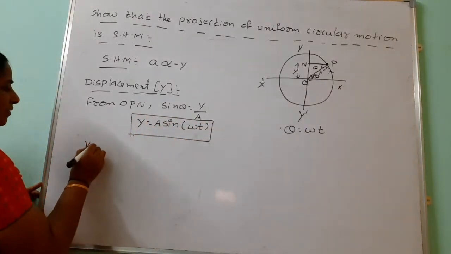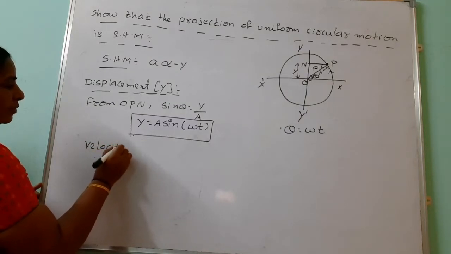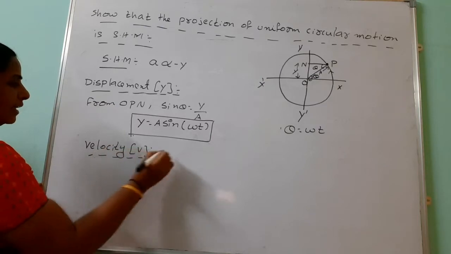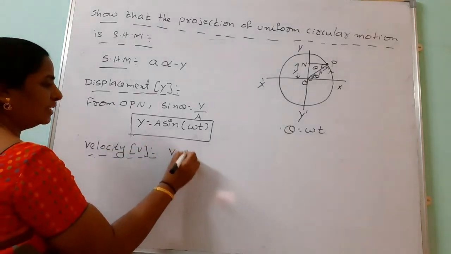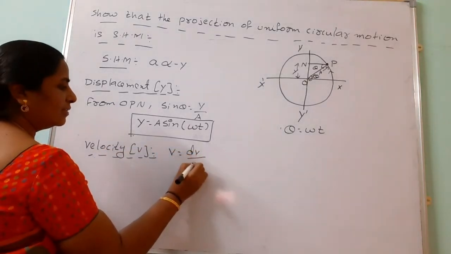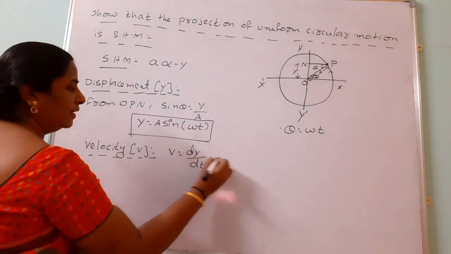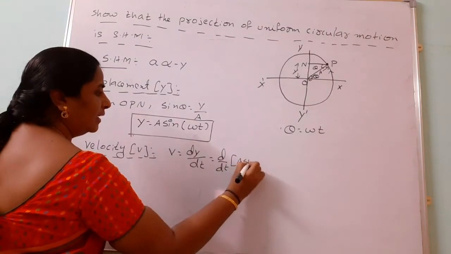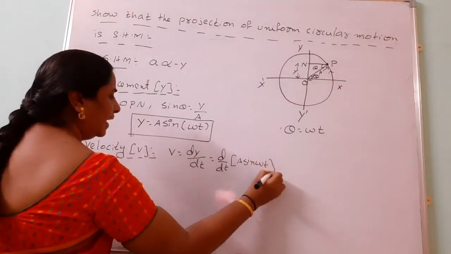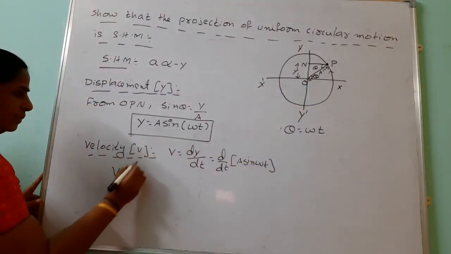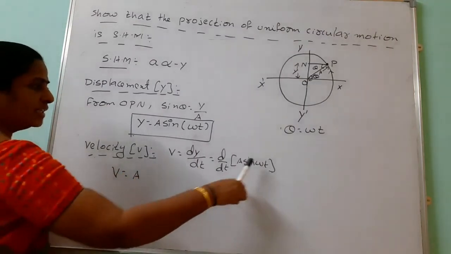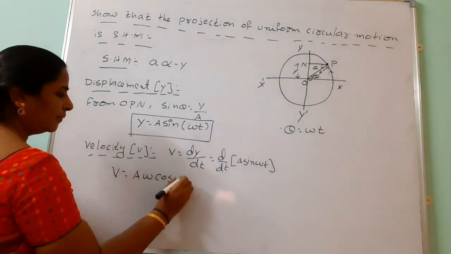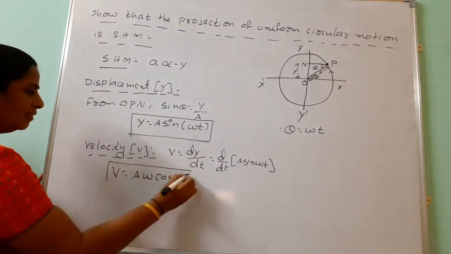Then we focus on velocity. If you know the displacement, how to find the velocity? The rate of change of displacement is called velocity. So v equals dy by dt. Instead of y we write a sin omega t, but a is constant, so v equals a into the differentiation of sin omega t, whose formula is omega cos omega t. This is the expression for velocity.